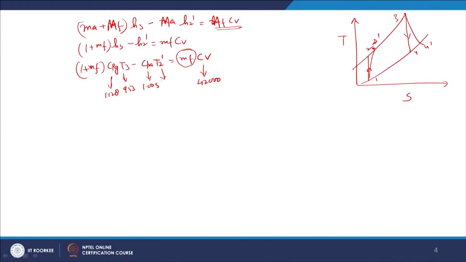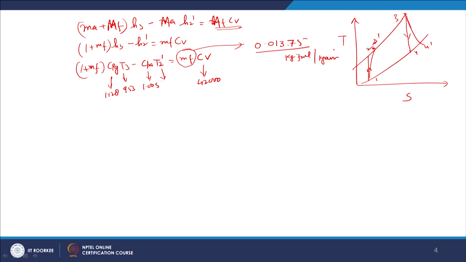So 42,000 kilojoules per kg. From this equation we can always find the mass of the fuel burned per kg of air. So the mass of the fuel burned per kg of air is 0.01375 kg fuel per kg air. Okay. Now this fuel is burned per kg of air, so we have flue gases available for the power output.